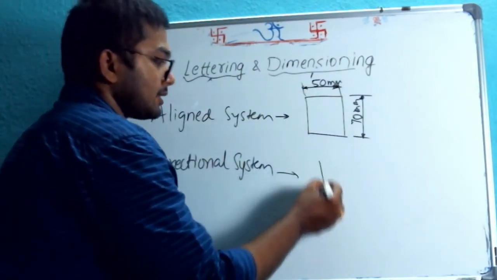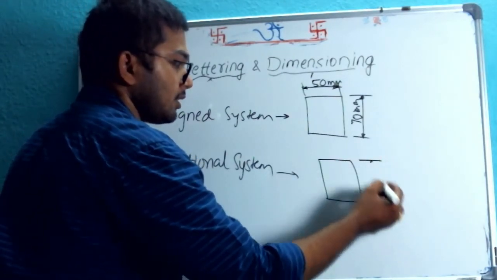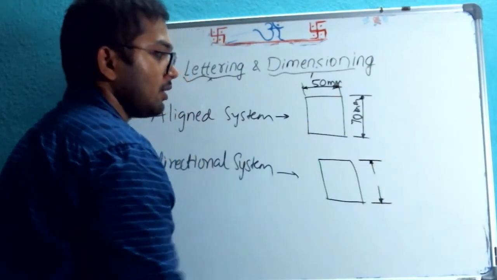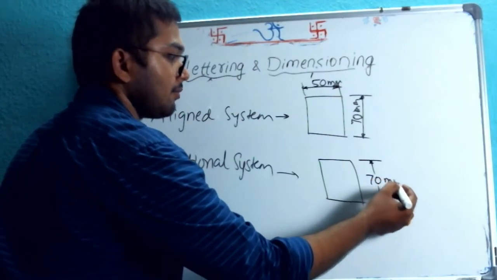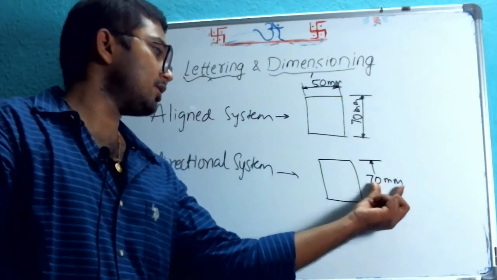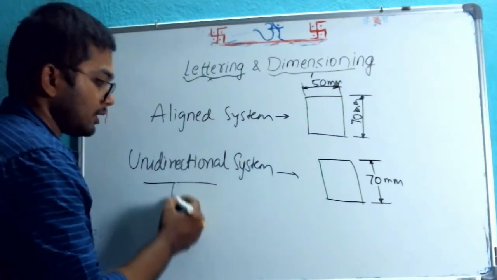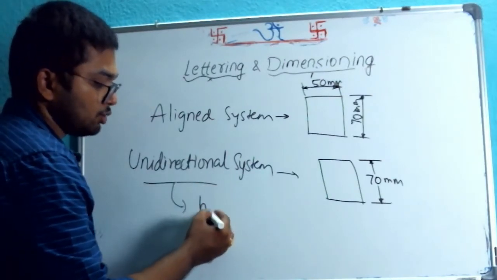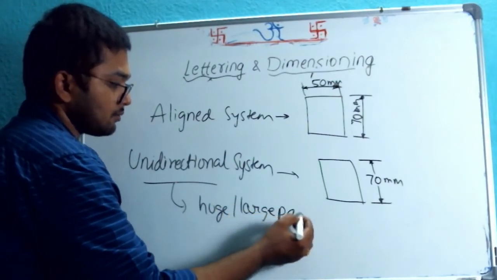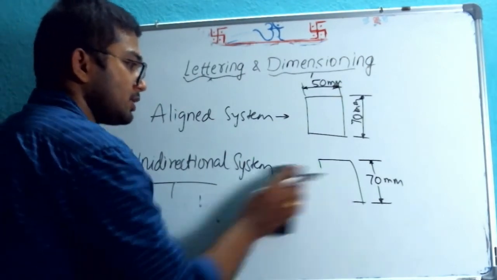Whereas in this case, for the same object, we can have a dimension something like this as well. We can write it as 70 mm. When we are breaking the dimension line and in between we are writing the dimension, such a system is called the unidirectional system. This is used for dimensioning of huge or large parts like automobile or aerospace components.